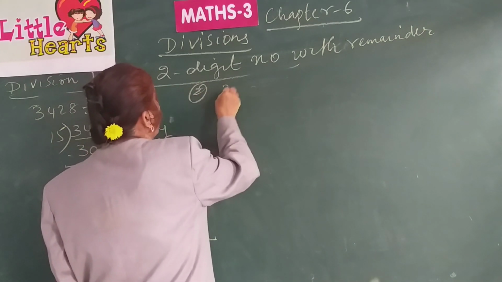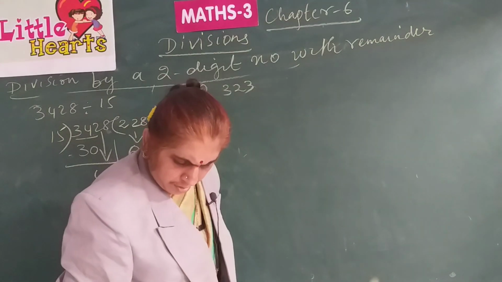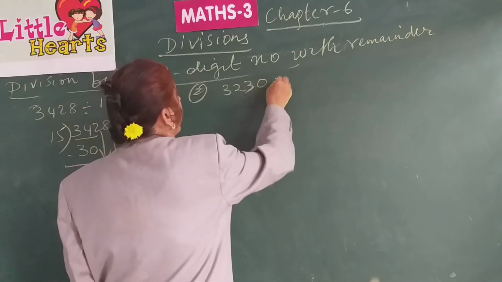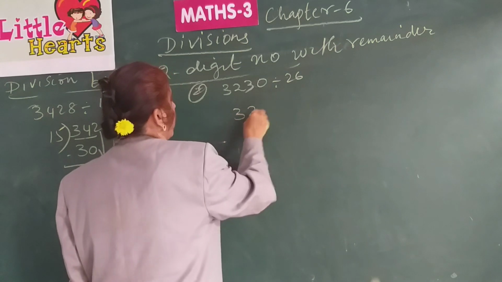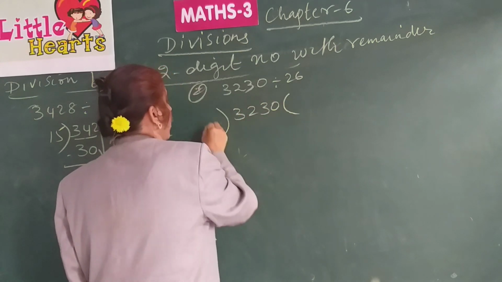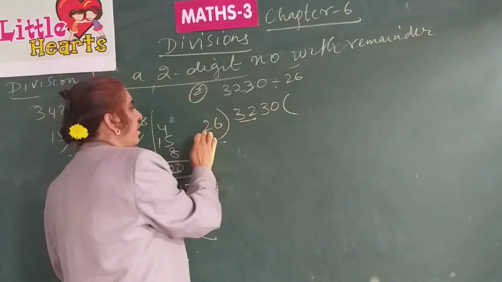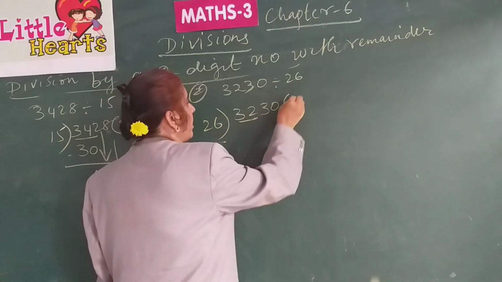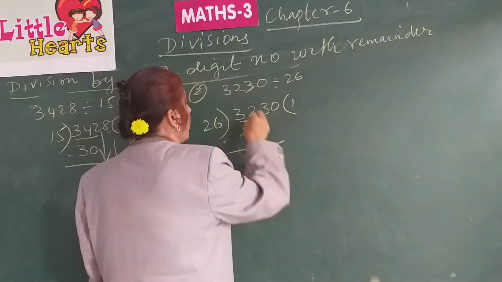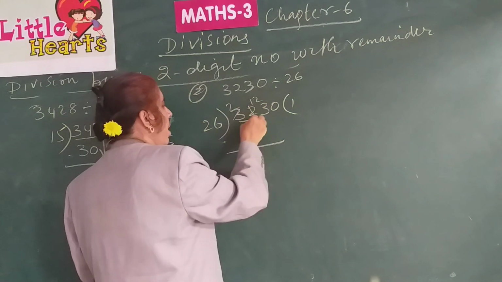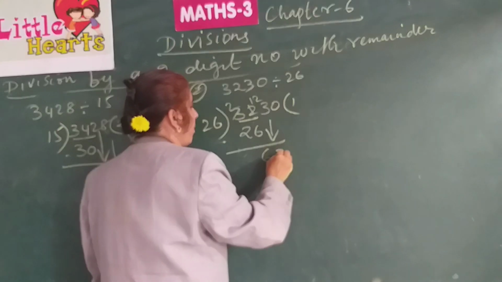Second problem, 3230 divided by 26. 32 is greater than 26, so take 2 digits. 26 ones are 26. 12 minus 6 is 6, bring down 3.